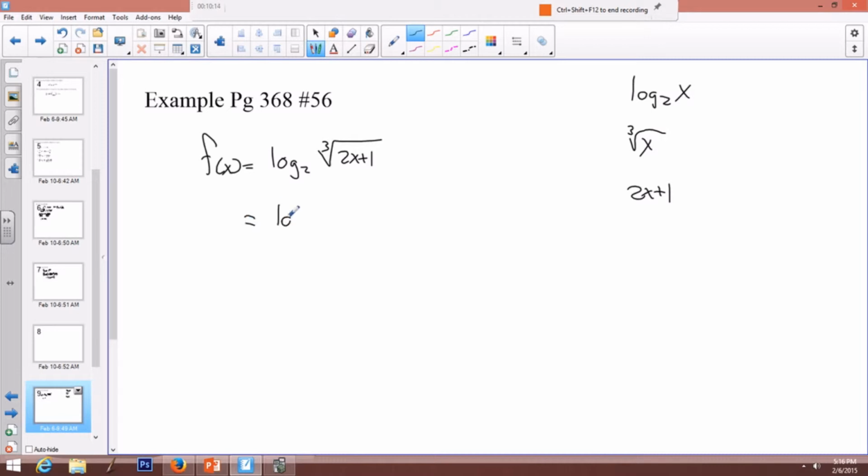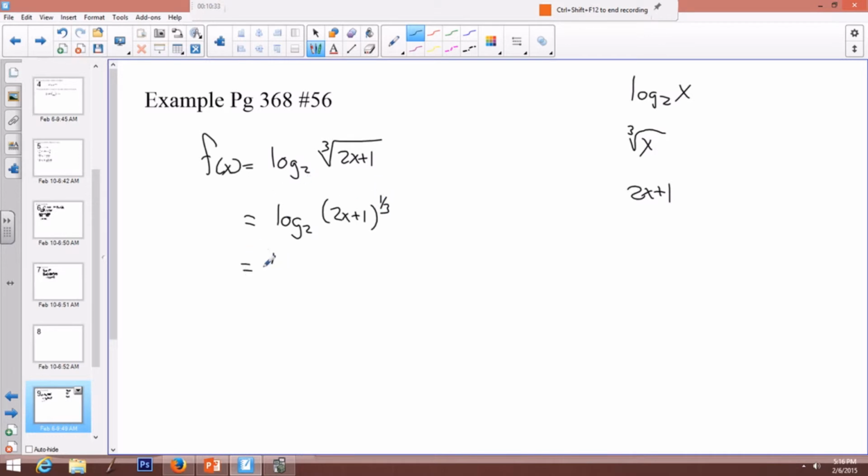I'm going to change this. I'm going to say log base 2 of 2x plus 1 to the 1/3. So change the radical to a rational exponent, and then we're going to use the rule that we used in the first problem that says if you have a logarithm, you can take any exponent and move it down.